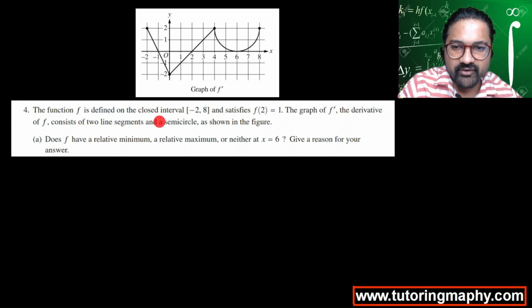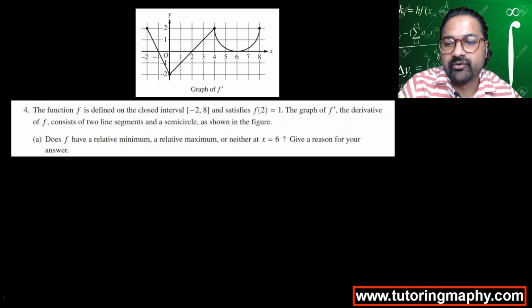The function f is defined on the closed interval -2 to 8 and satisfies f of 2 is 1. And this graph is not of f, it's of f prime. That's what we have to keep in mind. The derivative of f consists of two line segments and a semicircle, as shown. Does f have a relative maximum, relative minimum, or neither at 6? Give a reason for your answer.